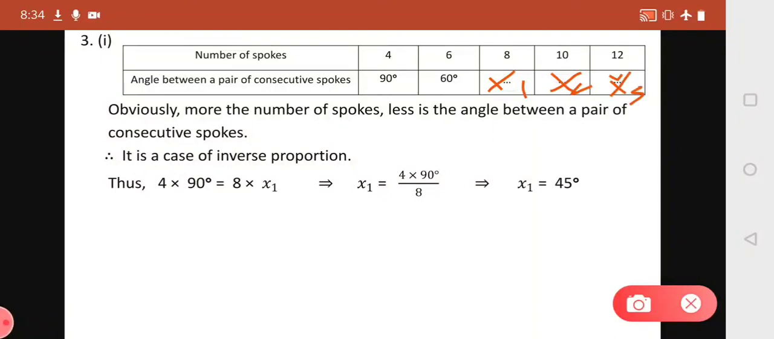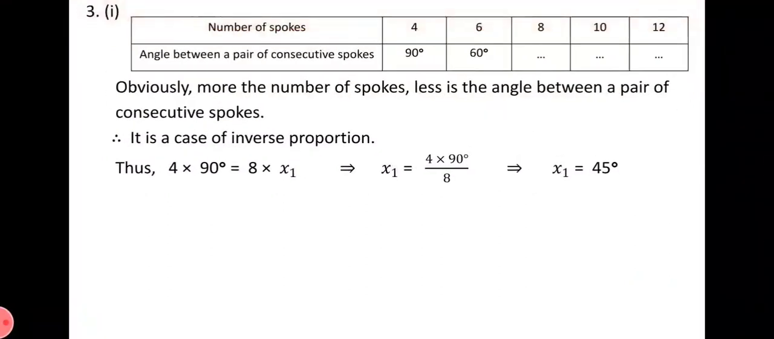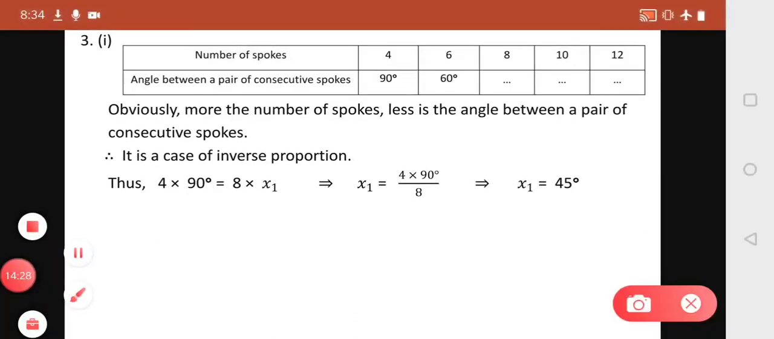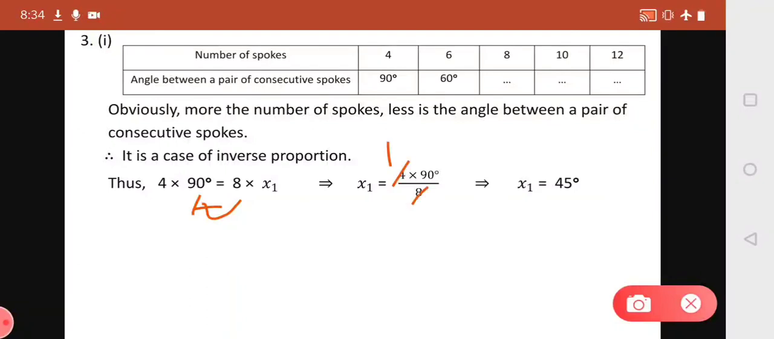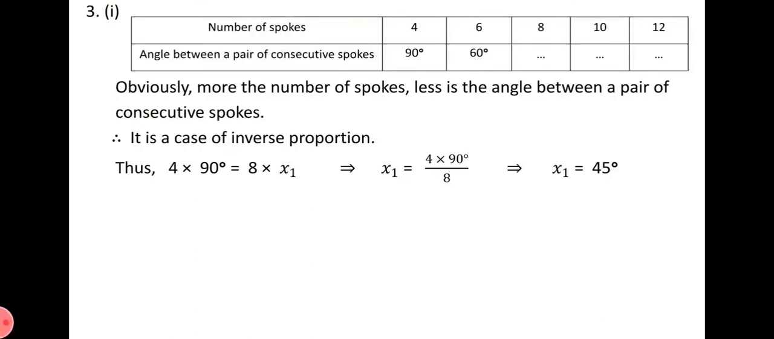Now here we will multiply: 4 into 90 degrees is equal to 8 into x1, because we have learned that the product remains constant. Therefore 4 into 90 degrees equals 8 into x1, which implies x1 equals 4 into 90 degrees upon 8. Here 8 is transposed to this side, so it becomes division. Now we can cut: 4 ones are 4, 4 twos are 8, and 2 ones are 2, and 2 45s are 90. So x1 equals 45 degrees. So if the number of spokes is 8, then the angle between consecutive spokes will be 45 degrees.